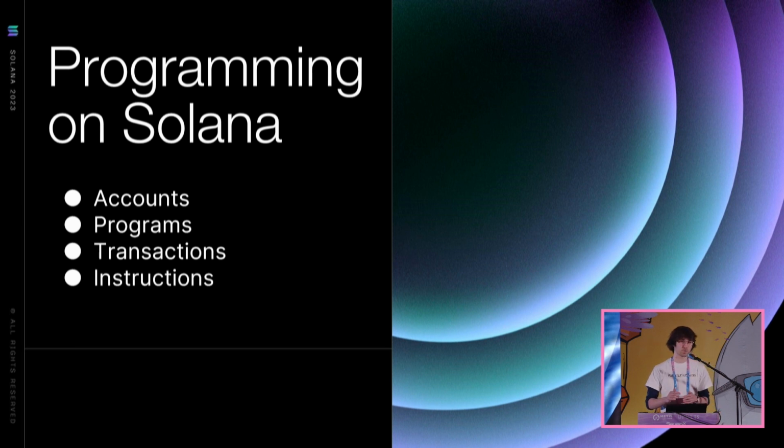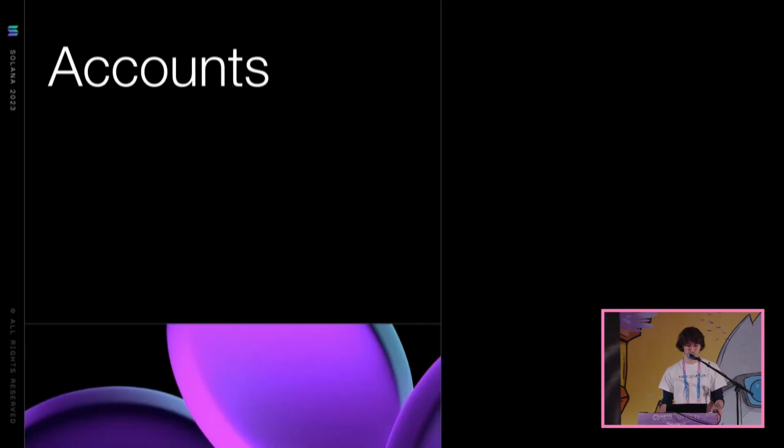So on Solana, there are four concepts that are very important to understand. Number one is accounts. Number two is programs, which is a type of account. We'll get into it in a moment. And then we have transactions, which are a collection of instructions. These are components of each other, and they all fit together very seamlessly.